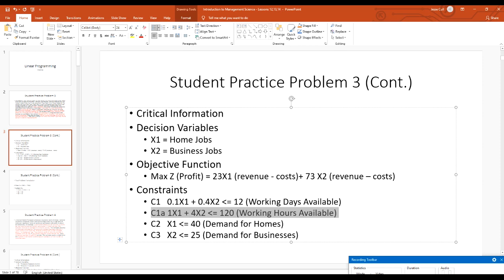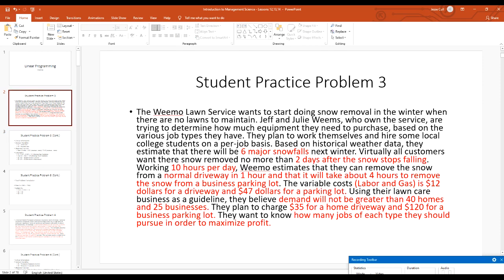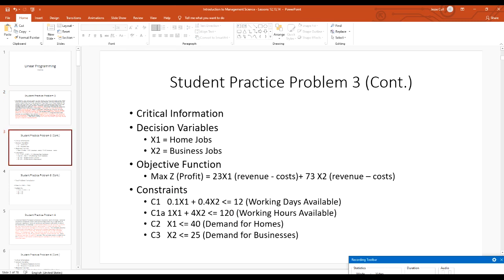This is our first constraint. Our second constraint, we go back and we see that demand will not be greater than 40 homes. So x1 is our number of homes we choose, and x1 cannot be more than 40. So very simply, we come over here and we make x1 less than or equal to 40.